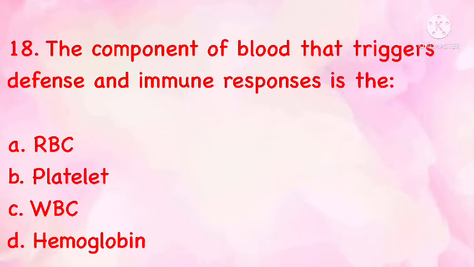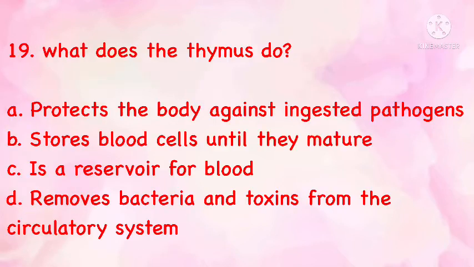The component of blood that triggers defense and immune responses is the RBC, platelet, WBC, hemoglobin. The correct answer is D. Hemoglobin. What does the thymus do? Protects the body against ingested pathogens, stores blood cells until they mature, is a reservoir for blood, removes bacteria and toxins from the circulatory system. The correct answer is B. Stores blood cells until they mature.